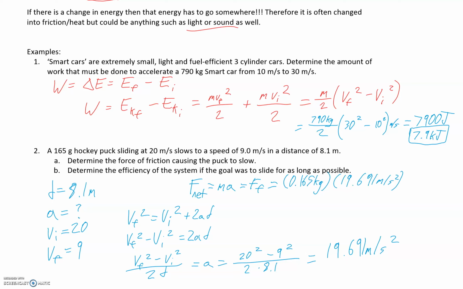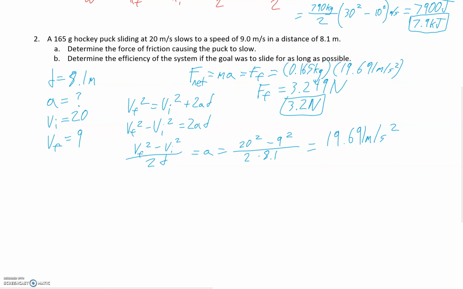which is actually quite a deacceleration. I wonder if that's realistic. I don't know. 0.86. Okay, and so this tells us the force of friction equals 3.249 newtons. And we've got 2 sig digs, so 3.2 newtons. All right, so that's our answer for part A.